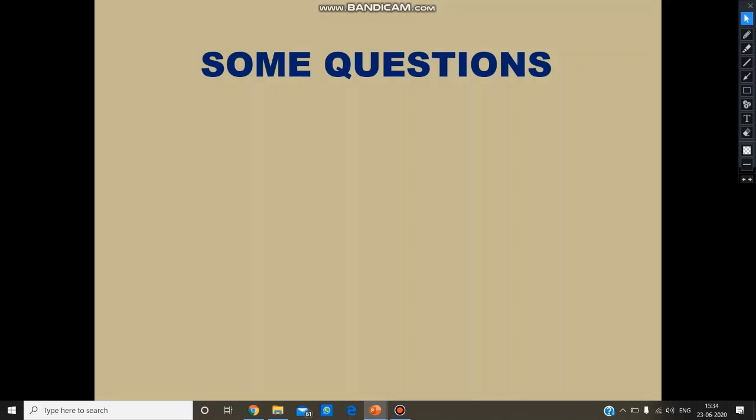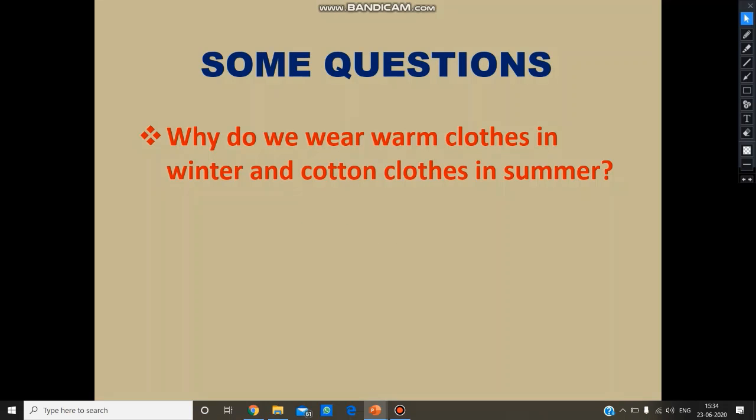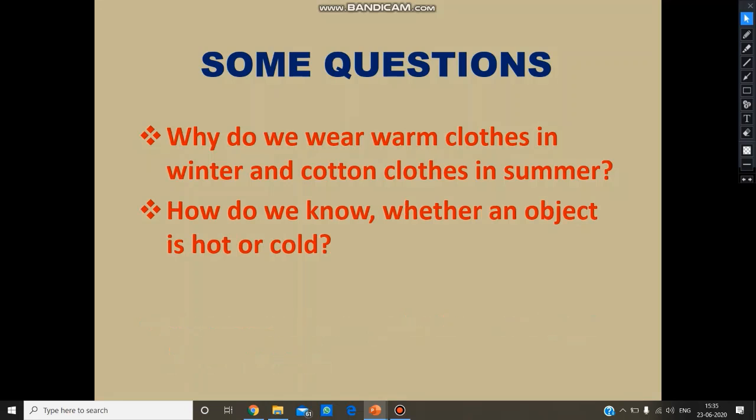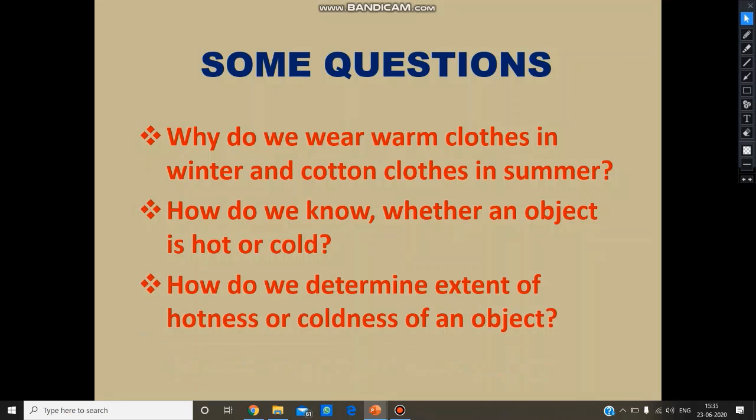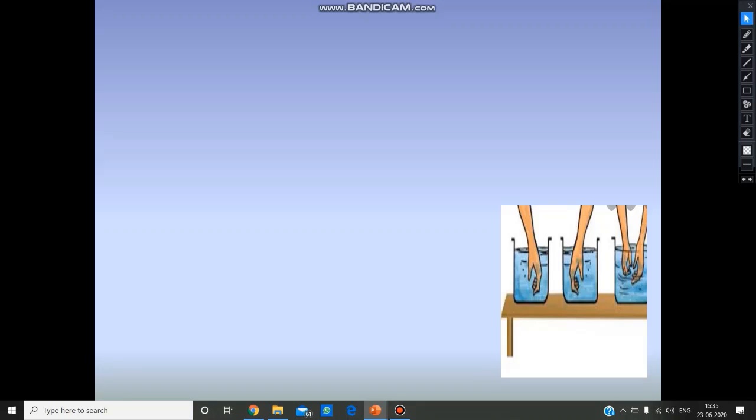Here are the questions. Why do we wear warm clothes in winter and cotton clothes in summer? How do we know whether an object is hot or cold? How do we determine the extent of hotness or coldness of an object? The answers to these questions you will find in the proceeding of the lesson.